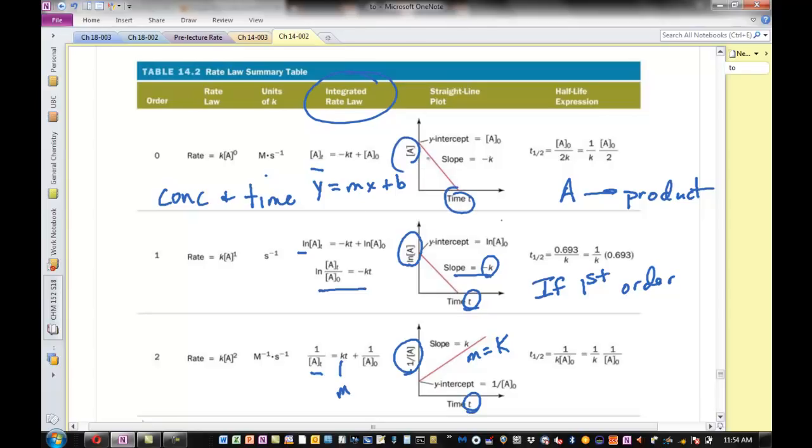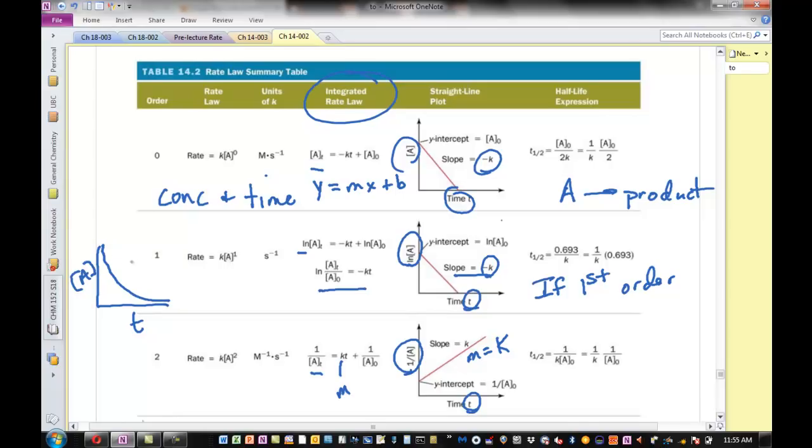If it's zero order, you should get a straight line. This one also has a negative slope, so you're going to have to change the sign of the slope to get the rate constant. Now, you might be looking at this plot and say, wait a minute, I thought concentration versus time was a curve. And that's generally what we see, a curve. So make sure you know that.